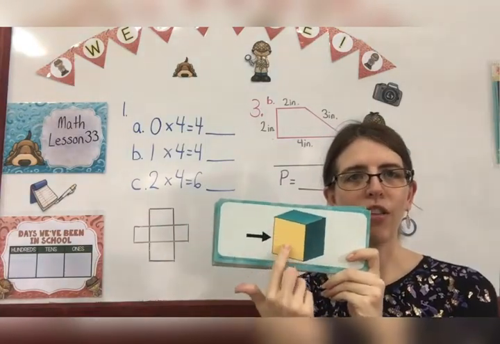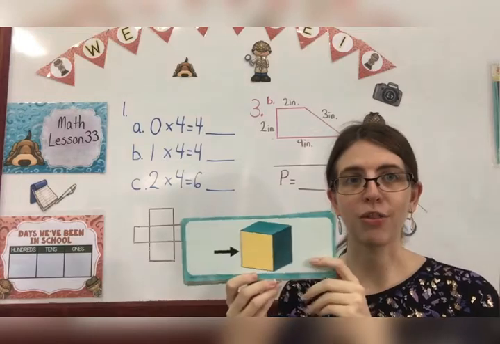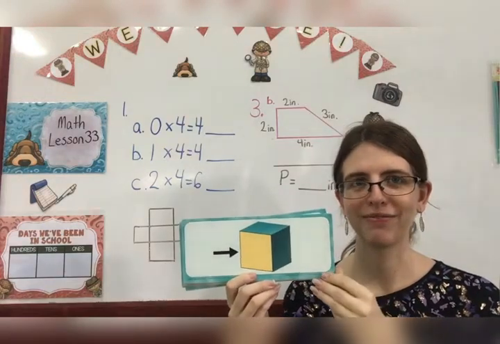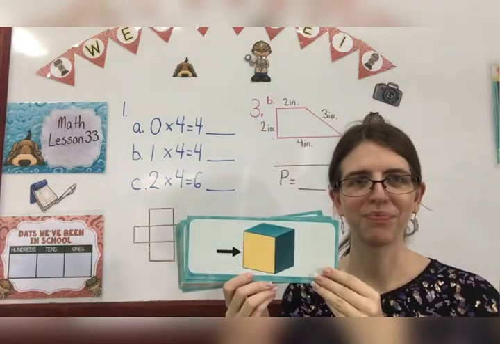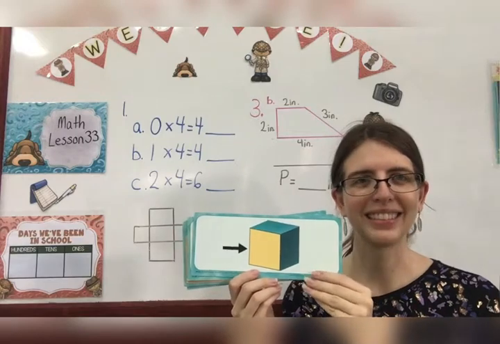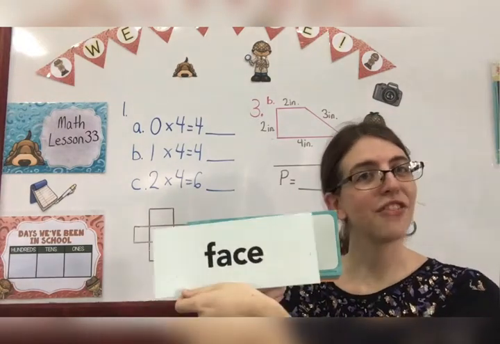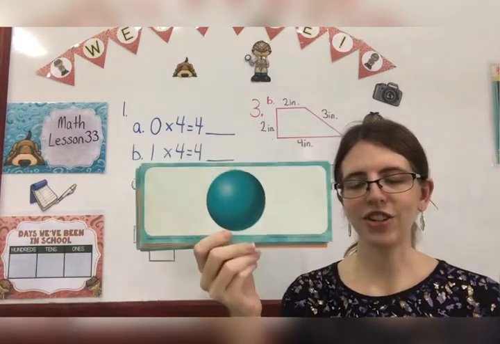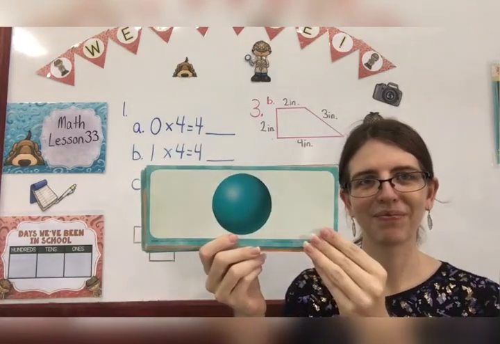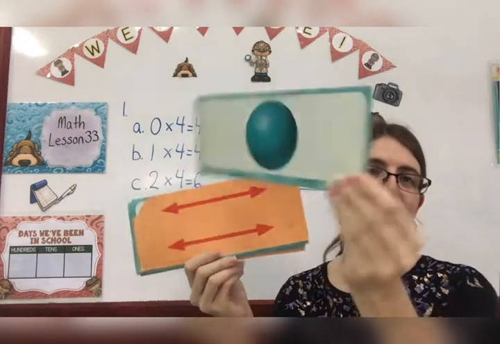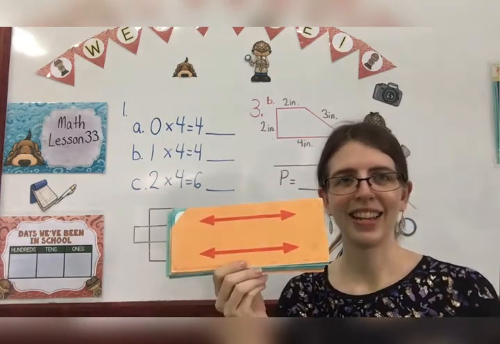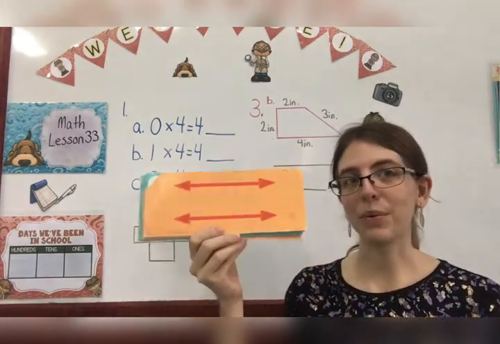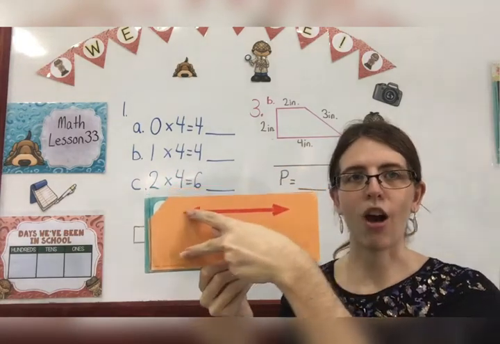Okay, what do we call this part of a 3-dimensional shape? So like a block. What do we call that, Amy? It's a face, right? Face. What is this shape, Andrea? Sphere, that's right. What do we call 2 lines that will never, ever, ever, ever cross? Ariel?